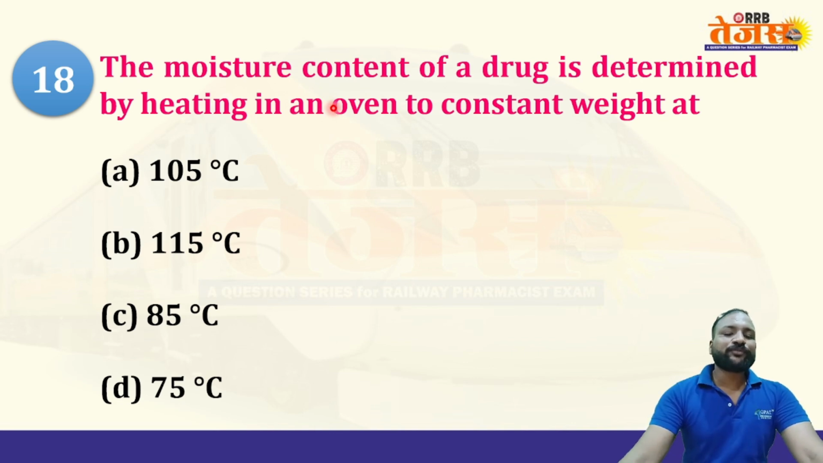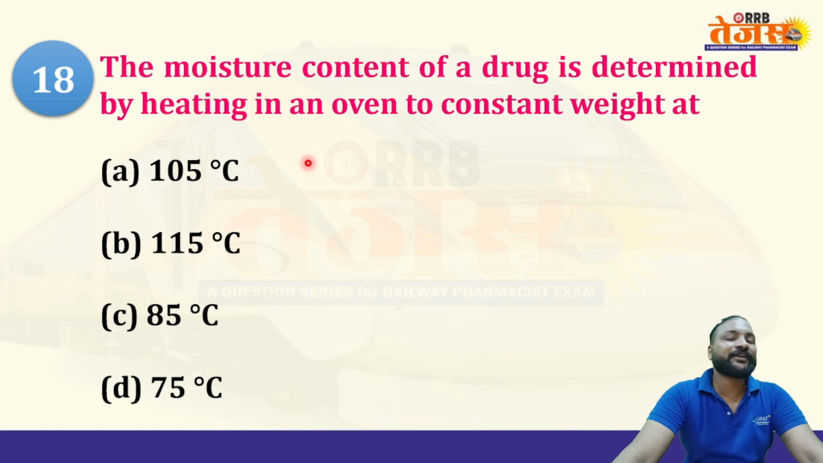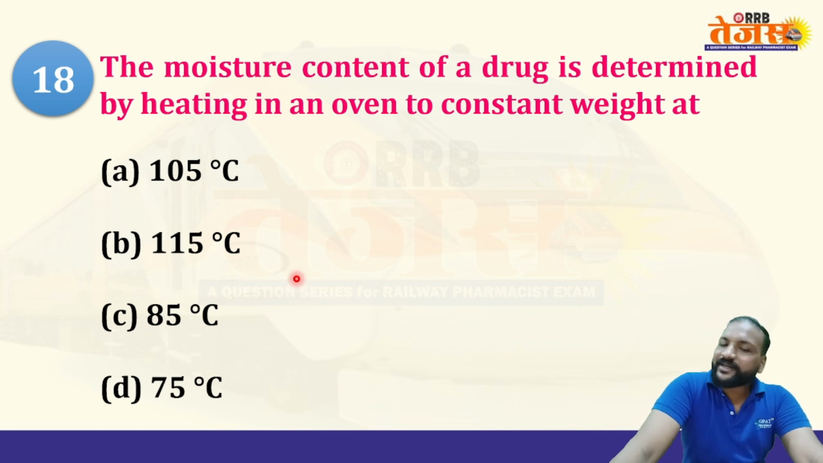The moisture content of the drug is determined by heating in the oven to constant weight at which temperature? So the moisture content of the drug can be determined at which temperature? 105 degrees centigrade, 115 degrees centigrade, 85 degrees centigrade, or 75 degrees centigrade. What is the right option here?